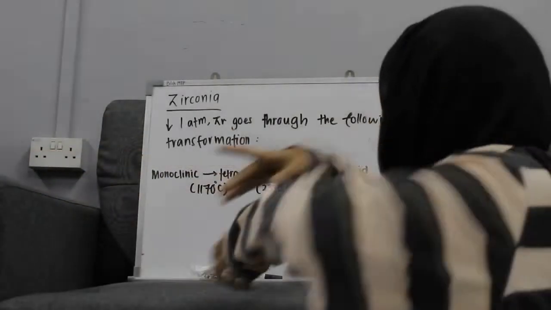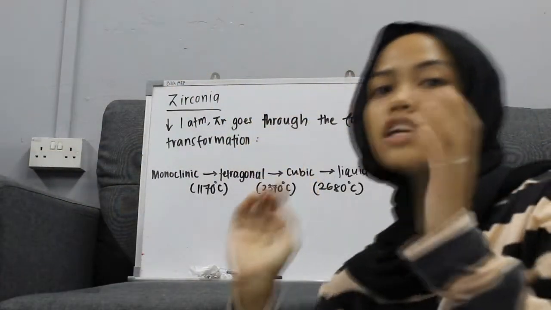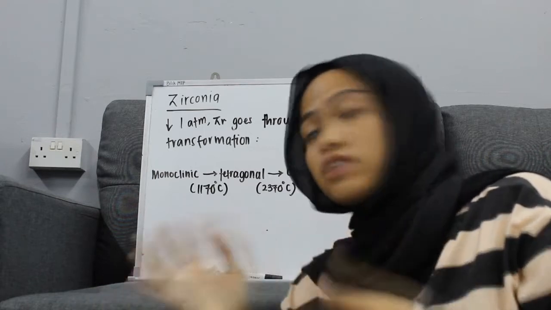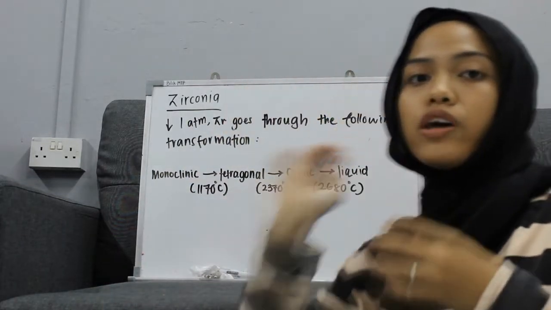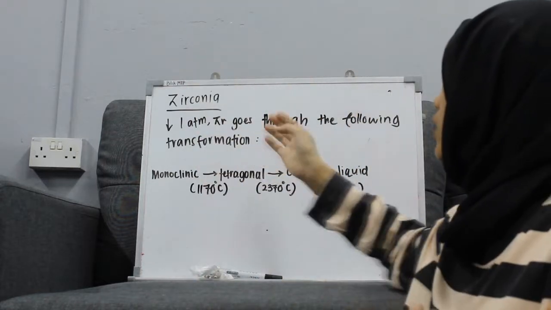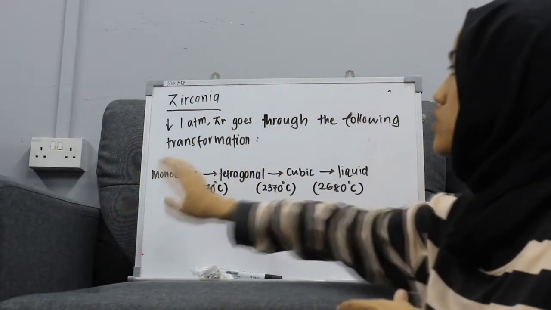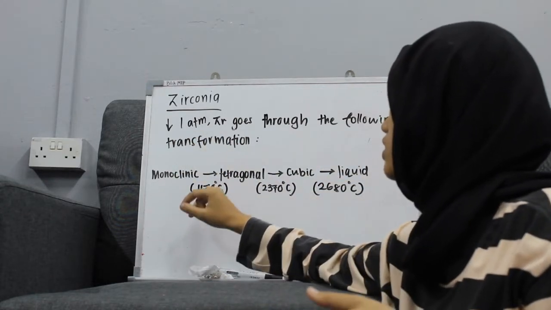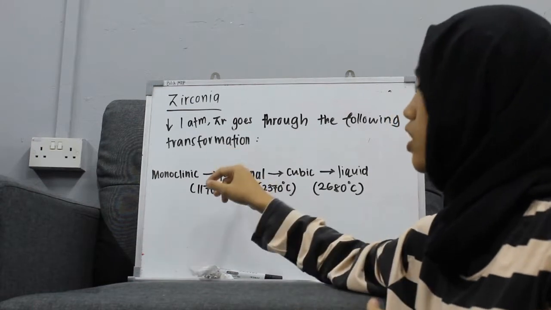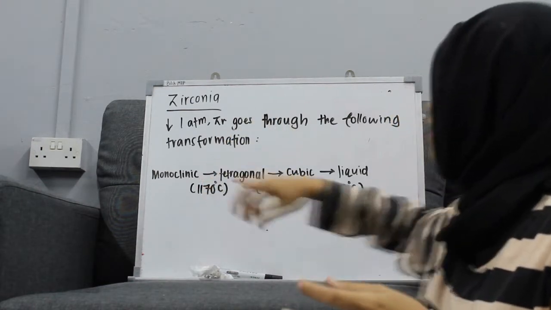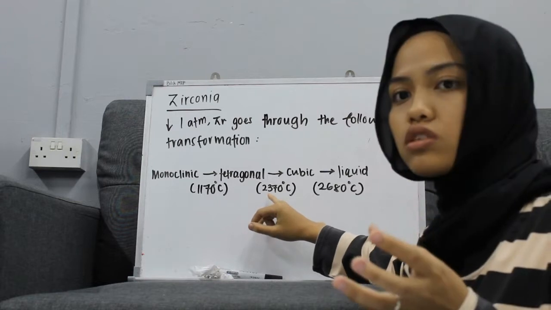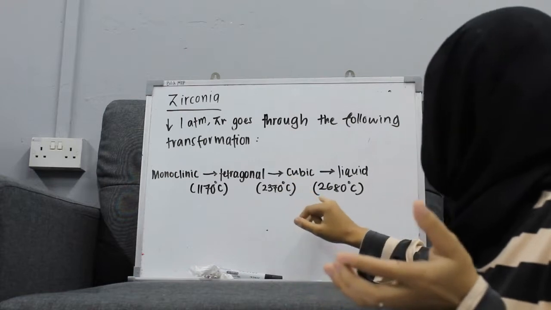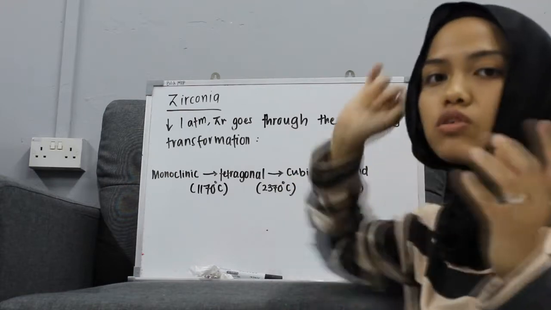Hi guys, so next is zirconia. Zirconia is made of zirconium, a metal with similar properties to titanium. At 1 atm pressure, zirconia will go through the following transformation: monoclinic, and after it reaches the temperature of 1170 Celsius, it will go to tetragonal structure, and after it reaches 2370 Celsius, it will turn to cubic, and finally after it reaches 2680 Celsius, it will turn into liquid.